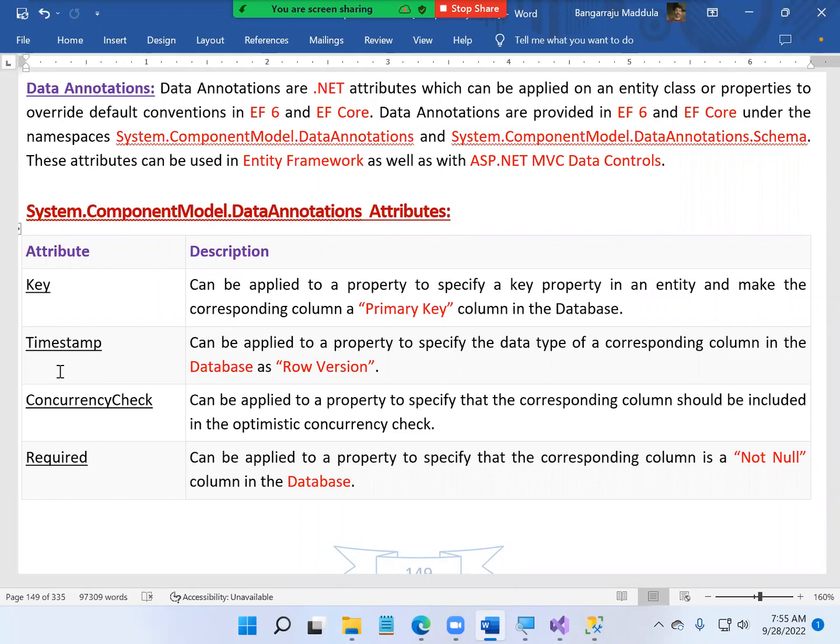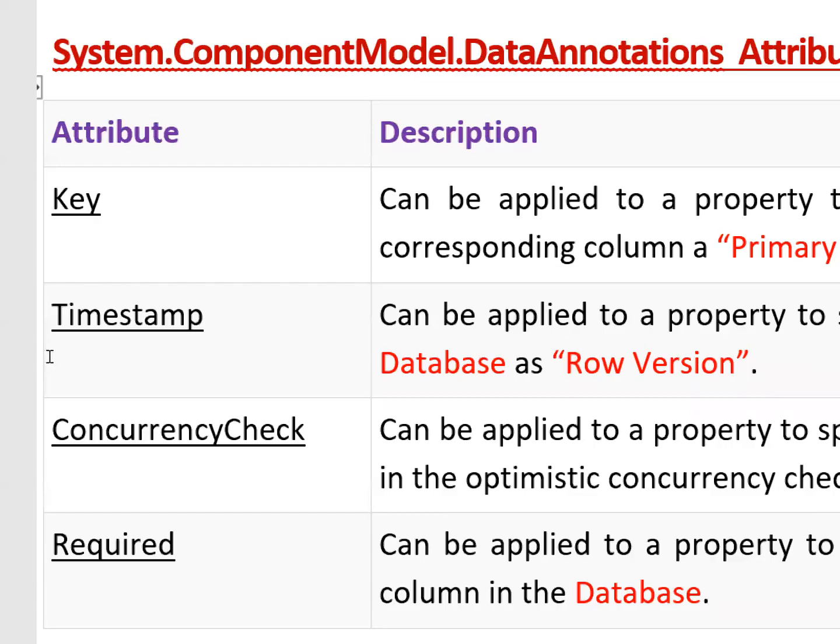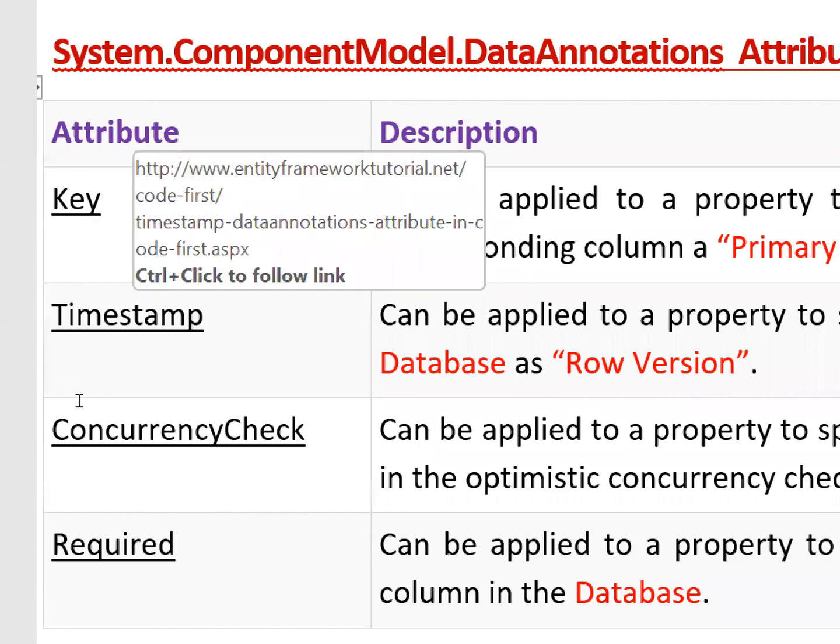Suppose you want to add a timestamp column for your table. You can use Timestamp on top of your property and say this is a timestamp column. So automatically the timestamp column will be added to the table for you. Next, concurrency checks, we'll discuss that. Required, this?